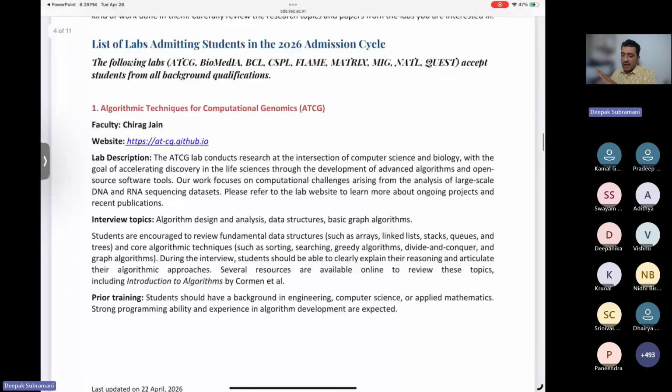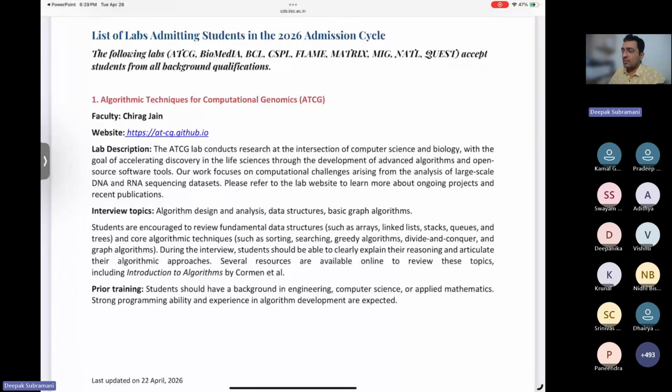And then you have the list of labs with information. There are 14 labs in the department, and for each lab there's a short lab description, interview topics, and the prior training that the lab faculty expects you to have. Please read this, go to the listed website, and spend about 30 minutes per lab, all labs, reading about what that lab does and evaluating that against your own interests.